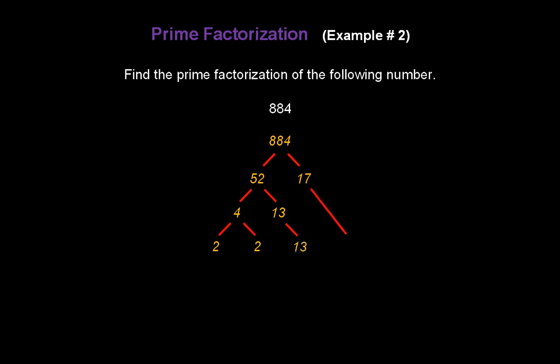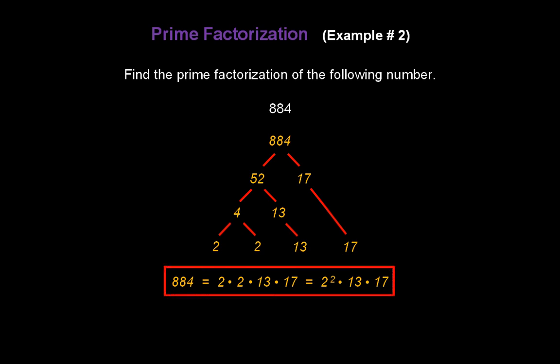Pull 13 down, pull 17 all the way down to the bottom, and now it's easy to see our prime factors. They're already written for us in order in this case, but if not, you should write them in order. The prime factorization of 884 is 2 times 2 times 13 times 17. Or, since we have 2 2's, we could write it using exponents: 2 to the second power times 13 times 17.